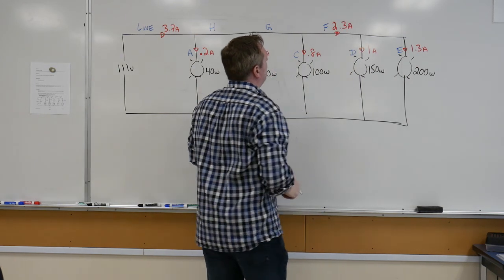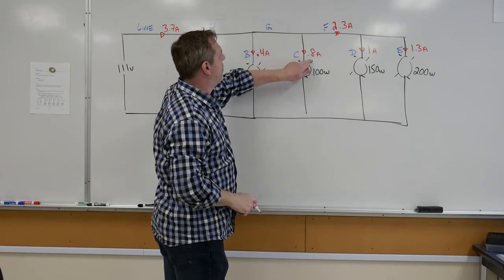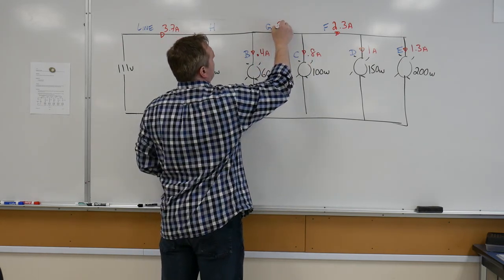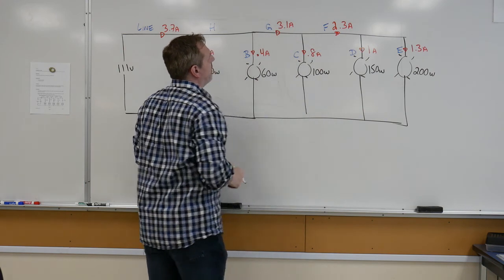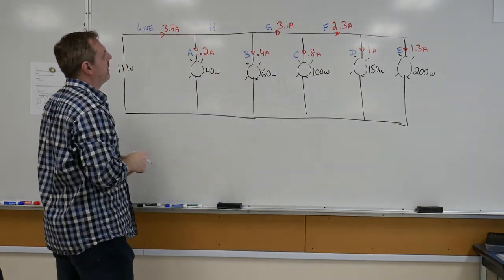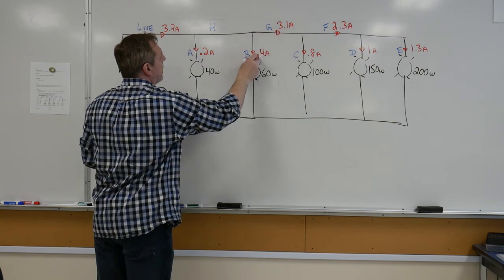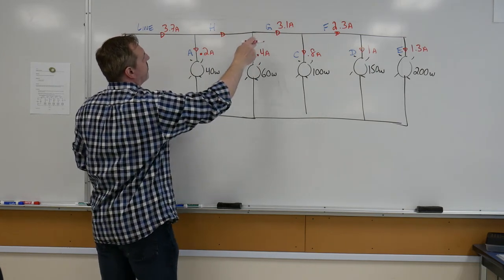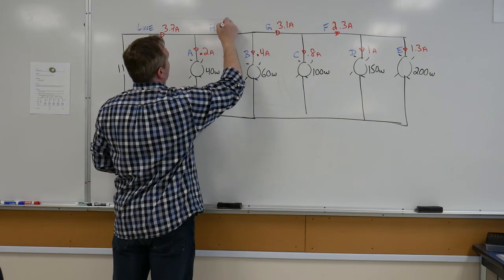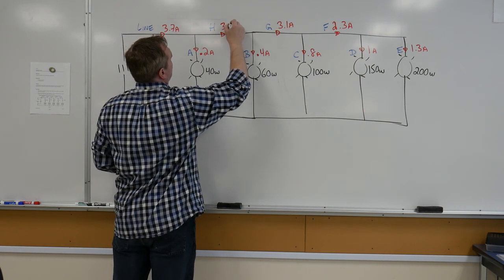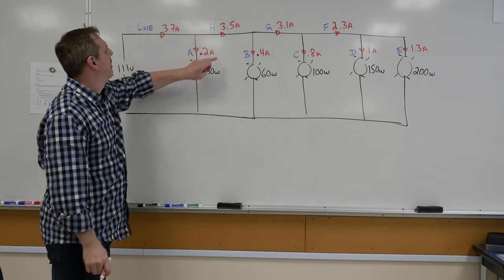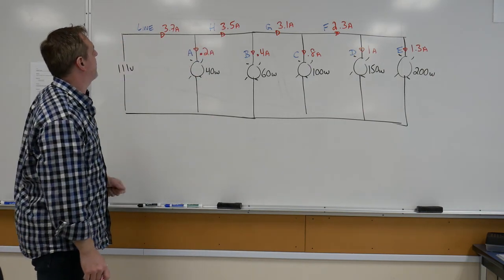2.3 plus 0.8 will give us 3.1 up here. And then 3.1 plus the 0.4 will give us 3.5 amps. 3.5 plus the 0.2 gives us roughly 3.7.